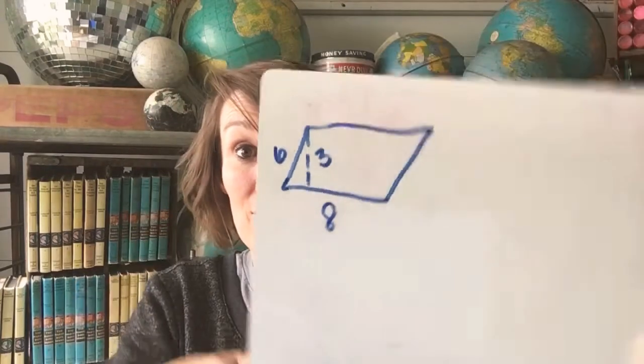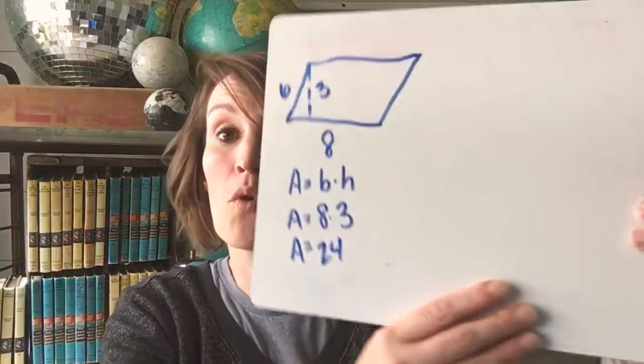Pause your video, see if you can get it. Area is equal to base, which is 8, times height, which is 3. So area is going to be equal to 24.